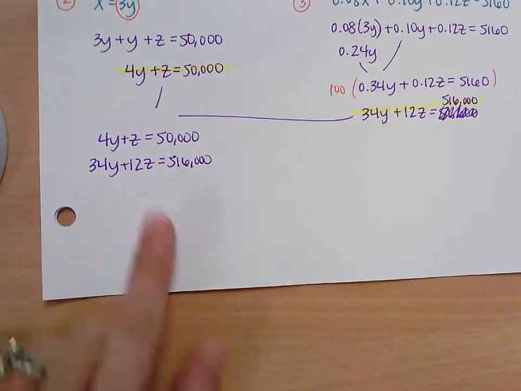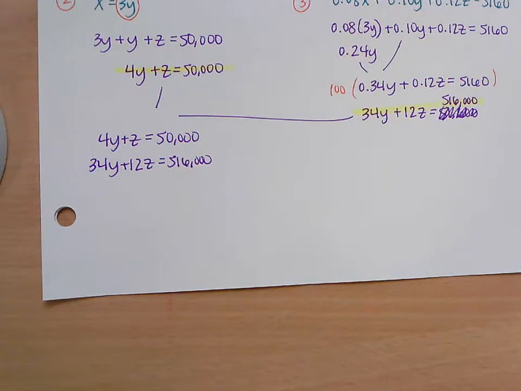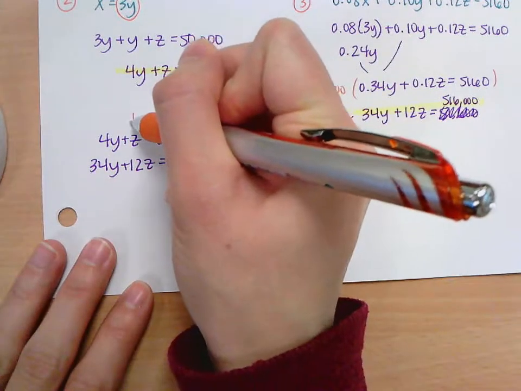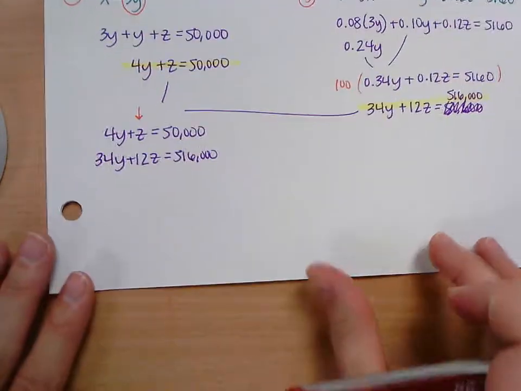And here again, you can use elimination, you can use substitution, whatever you'd like to use. This one, I personally would use elimination. I would eliminate the z. What would I have to do to eliminate z?